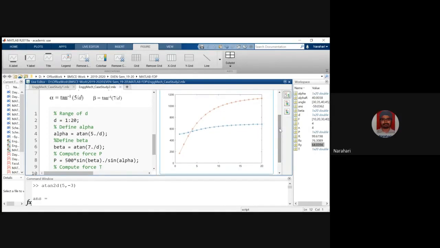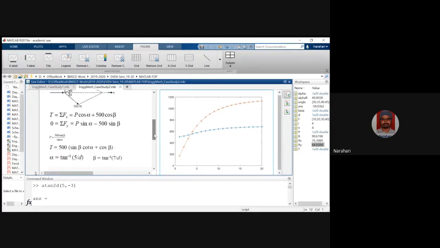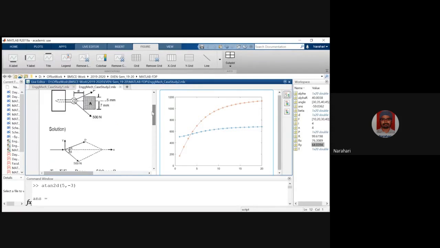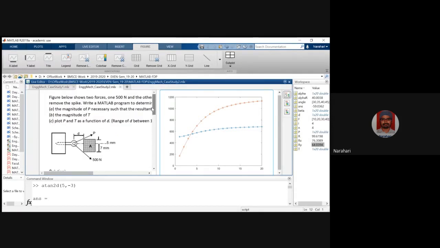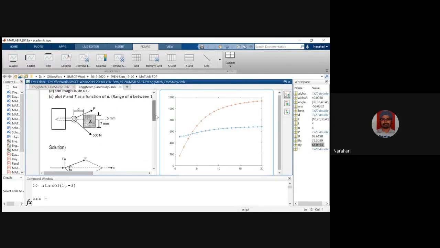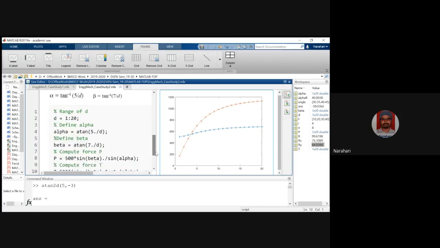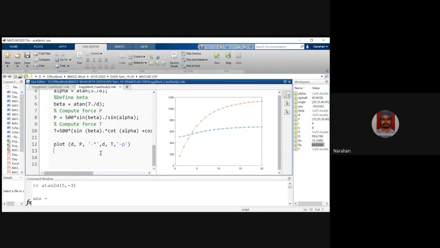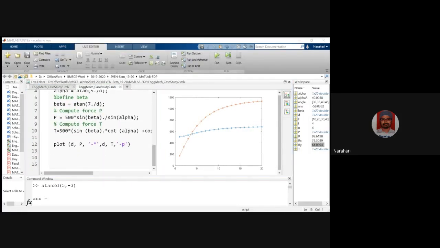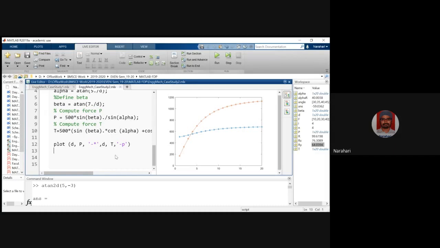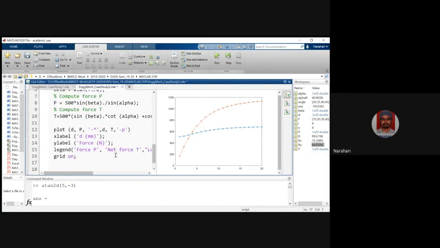So this is the graph that we wanted to plot between D and T and P. But this graph is hardly understandable, isn't it? We just see some red line and a blue line with some marks. So we will have to do some conditioning or formatting of this graph. So I'll paste some of those things so you people can observe it here. Very simple.